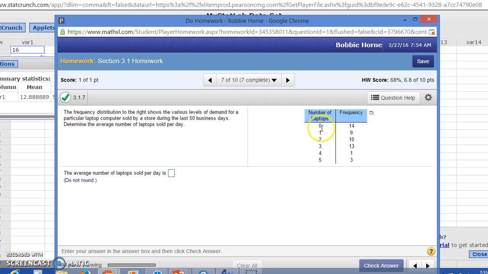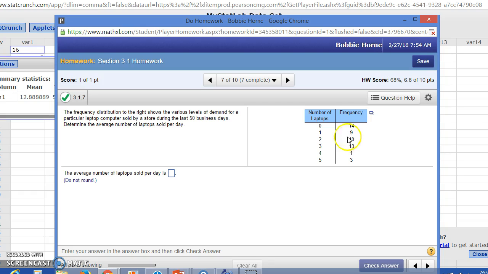So what this is telling me is that I have 14 occasions or 14 days where there were 0 laptops. Okay, so basically this is kind of telling you that 0 you would write it 14 times. Alright, on 9 days you had 1 laptop that was sold, so basically you would write the number 1 9 times. You would write 2 10 times.